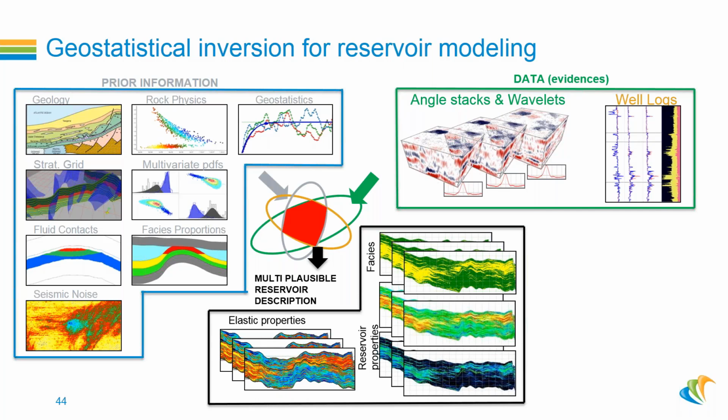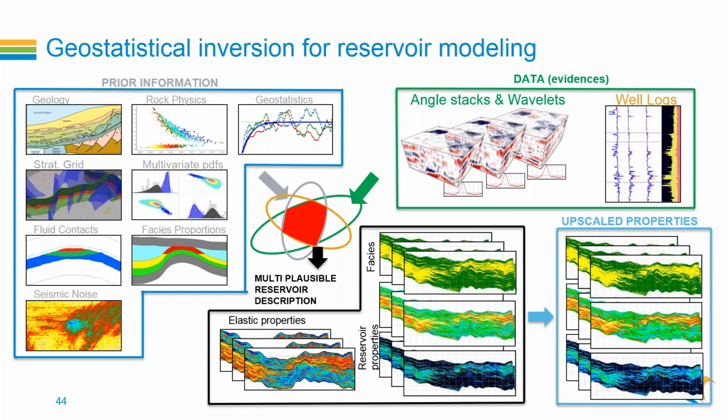like P impedance, shear impedance, and S impedance. Reservoir properties like water saturation, or you can name many things: water saturation, weak clay, porosity, and also phases. All of them will be calculated for you simultaneously. Then we can upscale this to the same grid that we have in the reservoir model.